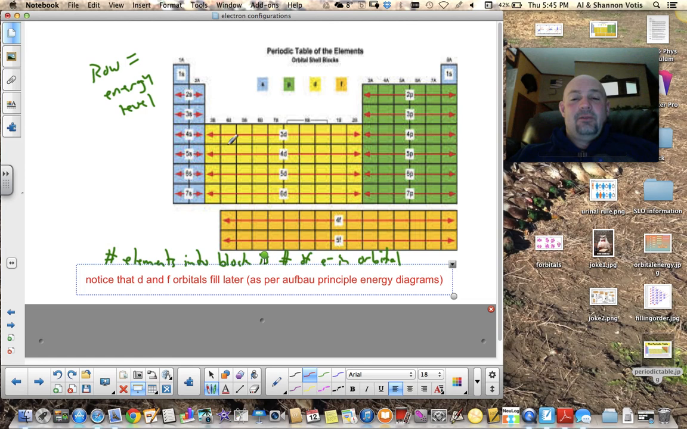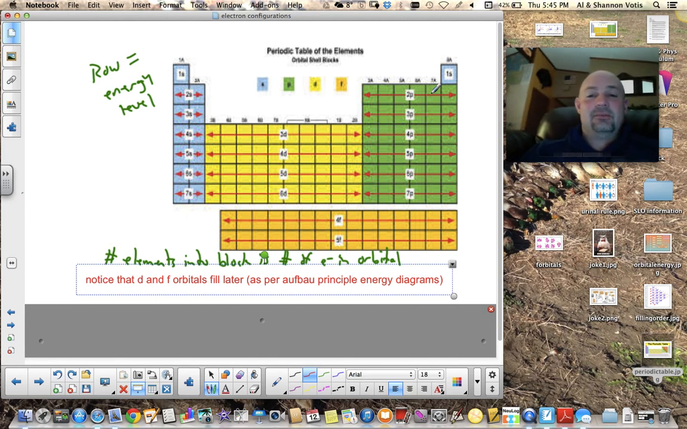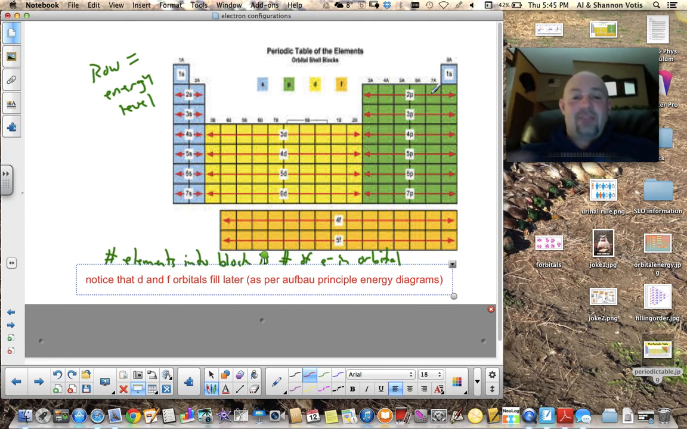Now, if you look real carefully here, notice that the d's and f's are filling later. We said the second energy level had 8 electrons in it, had 8 atoms. We said the third energy level should have 18, but if you count the third row, there's only 8 here. Where are the missing 10? Well, back in the Aufbau principle, you saw that the d's didn't fill before the s of the next level. So the d's are actually filling one level later. While this would be the 4s, this would actually be the 3d.